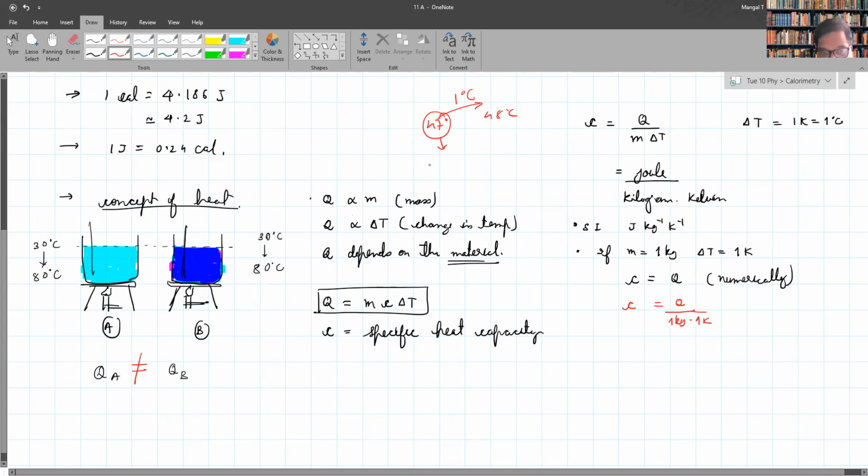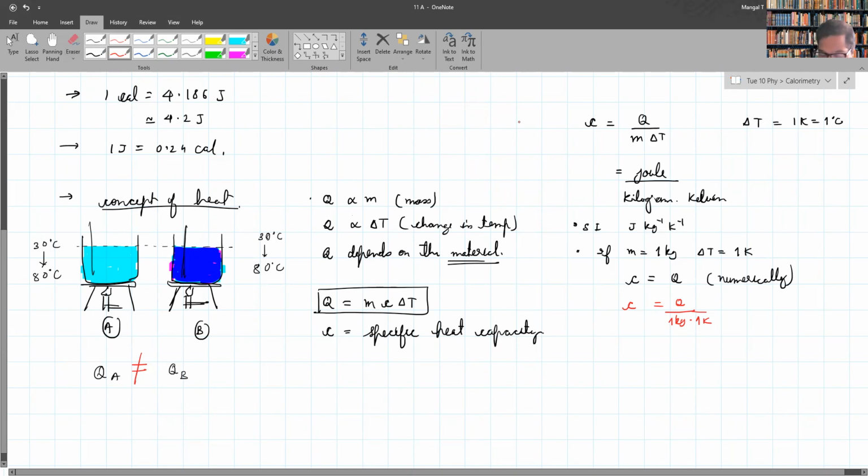It will be 320 Kelvin. So it will become 321 Kelvin. Again, there will be a 1 Kelvin rise. Okay, sir. Yeah. So delta means change.